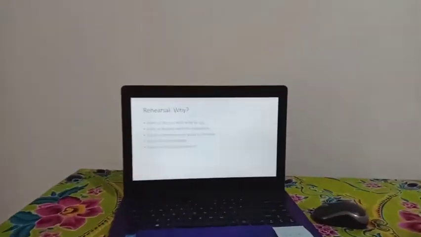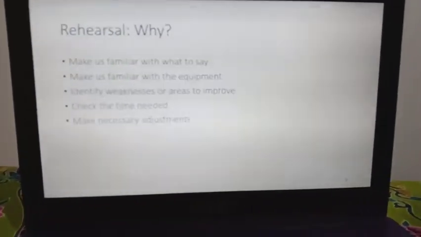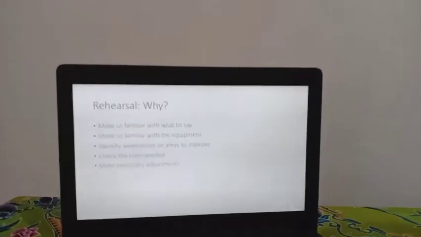Check the time needed. The time needed should not be too long, so that the audience does not get bored listening. We give a little pause, and other things. Yes, that's all we need: practice to get used to it. Everything is possible because we are used to it.